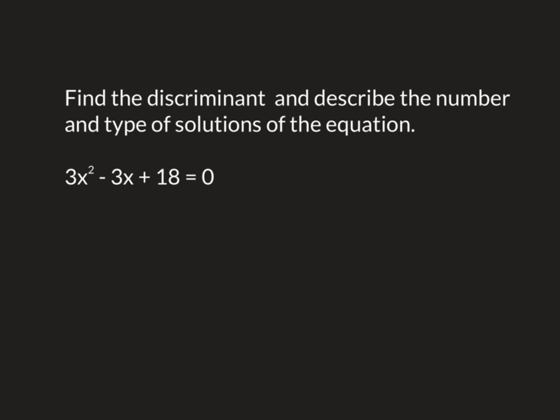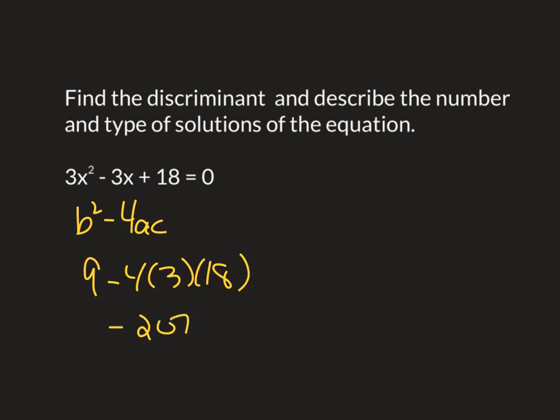It says find the discriminant and describe the number and type of solutions of the equation. So discriminant is just this part, remember. It's just b squared minus 4ac. So I'm going to do b squared, which is 9, minus 4ac, and just figure out what that is. I should have brought my calculator with me. 3 times 18 is 54, times 4 is 216, I think it's negative 207. Either way, it's negative. That's all that matters. The value doesn't matter as much as it's negative.